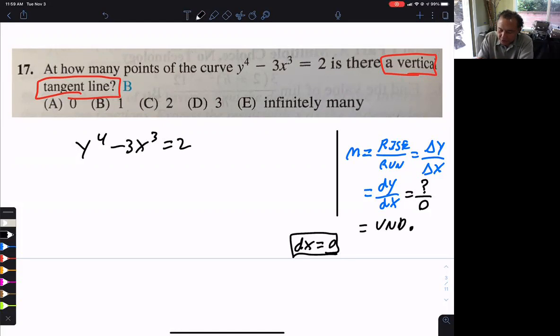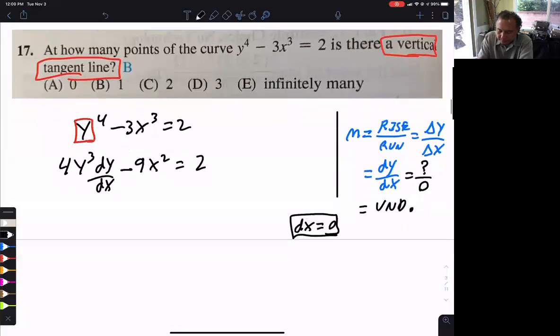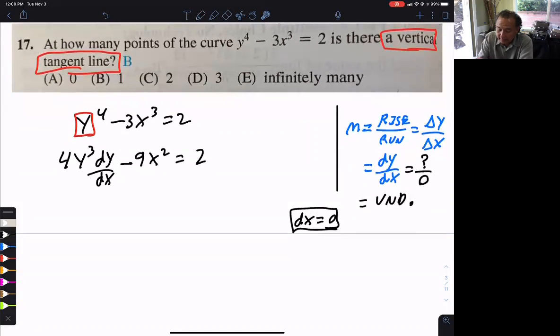Now looking at this function, y is our function, x is our variable. So this is a function to the fourth, it's box to the fourth. So the derivative of that is going to be 4 box cubed times the derivative of y, which is dy/dx. This is just going to be 9x squared. I brought the 3 in front and decreased the exponent by 1. And on the right side, I'm going to get 2. So my goal is to find dy/dx and to set dx equal to 0.